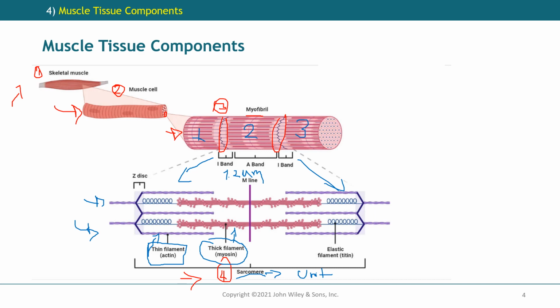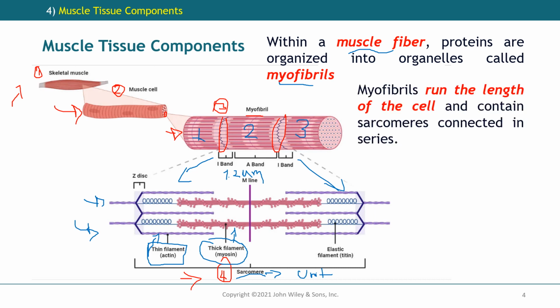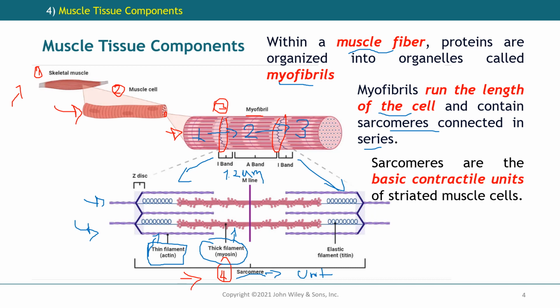Just to summarize, because there was a lot of information in this slide, I told you that within a muscle fiber, proteins are organized into organelles called myofibrils. I also told you that each myofibril runs the length of a muscle cell and contains sarcomeres that are connected in series. So I show you here, for example, you have one, you have two, you have three, and that is only in this section, and you can have 100 to 1,000.